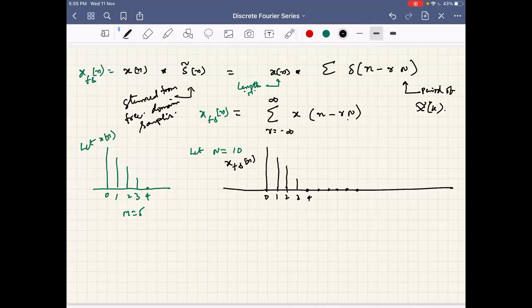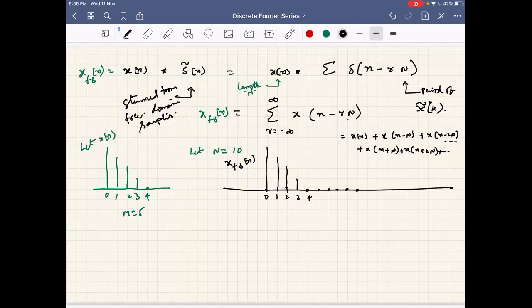This is x of n, whatever I am plotting. See, if I expand this, you can see x of n plus x of n minus N plus x of n minus 2N. Similarly plus x of n plus N, x of n plus 2N, and so on, and so on here also. So it repeats at every capital N. Same sequence x of n repeating at every capital N.